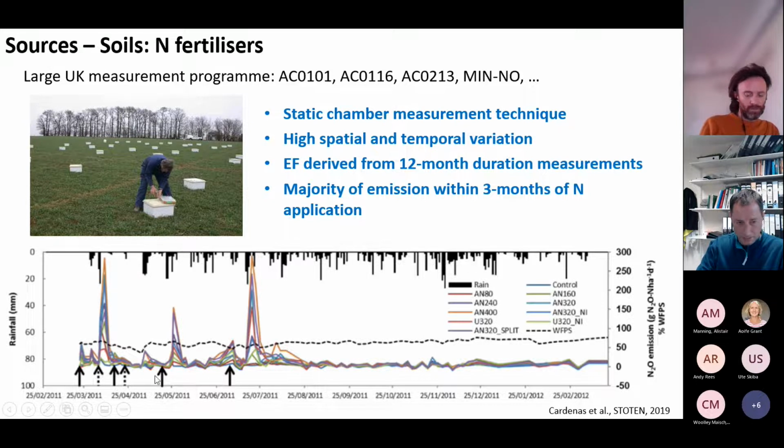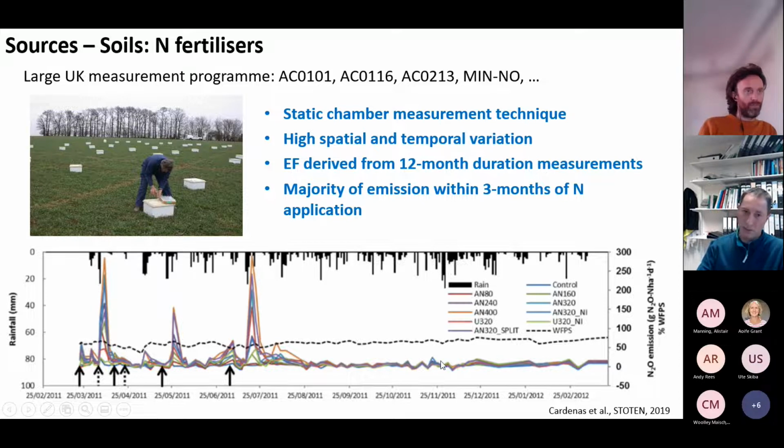And the arrows show where fertilizer was applied. So there were lots of different treatments, either different types of fertilizer or different application rates. So they were applied, and we can see, there's normally a signal, a response fairly soon after the fertilizer application. And then sometimes we will get a subsequent response after a rainfall event. But once we get 2 or 3 months beyond that application, even when there's significant rainfall, we're not getting much in the way of emissions.